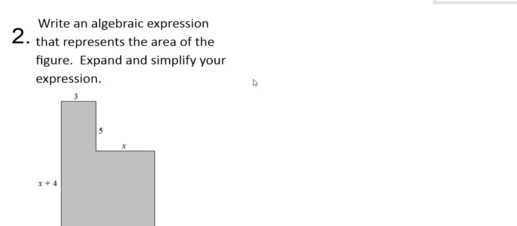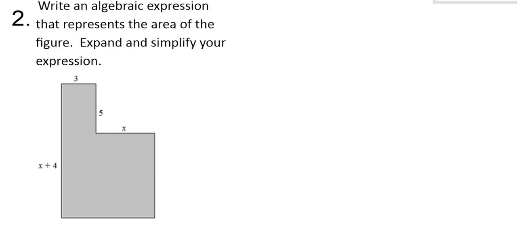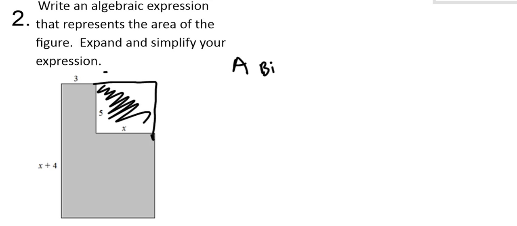So now let's put some of the multiplying a binomial idea into some sort of application questions. Question 2 says to write an algebraic expression that represents the area of this figure. The way that I like to think about the areas of figures is, okay, this is a composite figure. And what I see is a big rectangle with a piece cut out of it. So let's talk about the area of the big rectangle. Area of a rectangle is length times width.